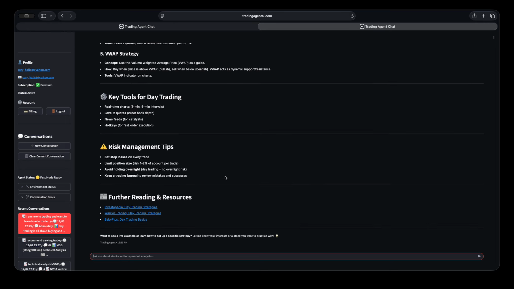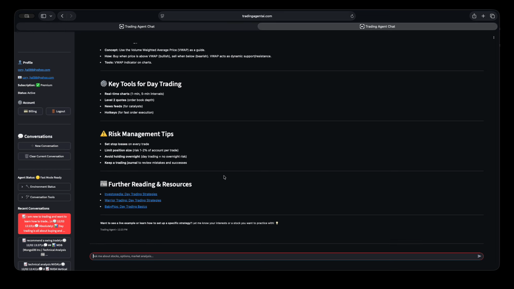when you're day trading. And then risk management tips: set stop losses on every trade, limit your position size, maybe risk 1 to 2% of your account per trade. Avoid holding overnight. The reason for that is news can happen overnight, things can happen overnight that can cause the market to reverse against you. And so holding overnight does add additional risk. And then keep a trading journal to review mistakes and successes. And then there's some further reading and resources.